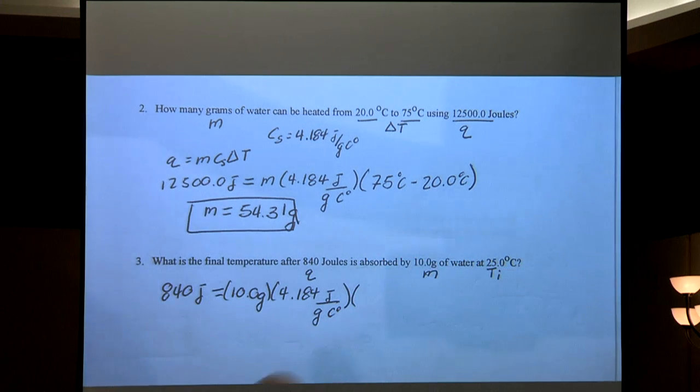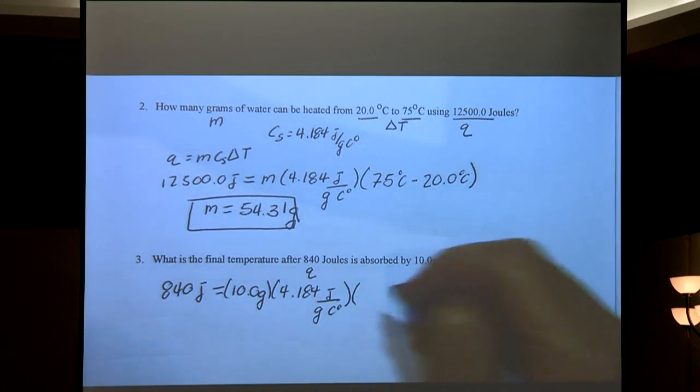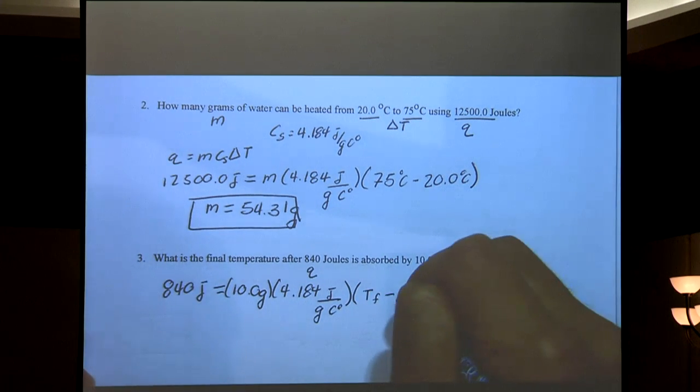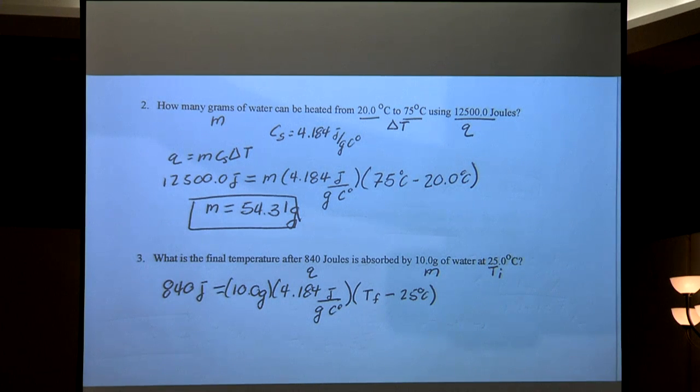And remember, the specific heat is specific to the element. So if you don't have water, it says 10 grams of iron, you go to the table that's going to be provided in the question, saying this is the specific heat of iron, copper, whatever. Okay? All right. So we have Tf minus my Ti, which is 25 degrees Celsius. Okay? And there we go. Let's go ahead and solve this.